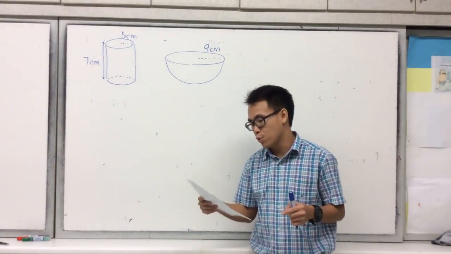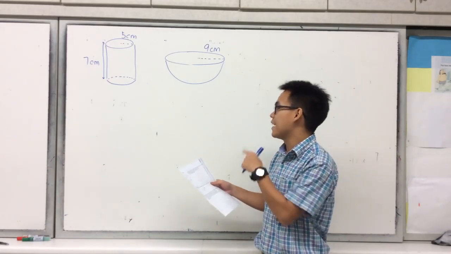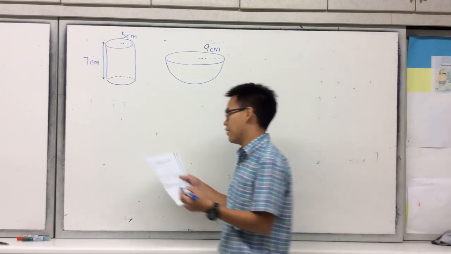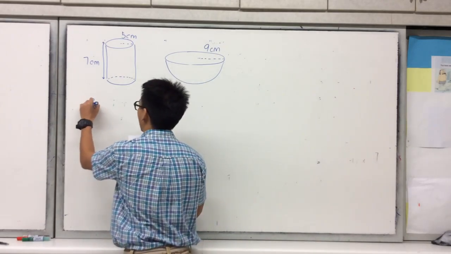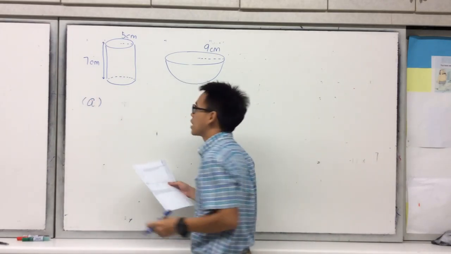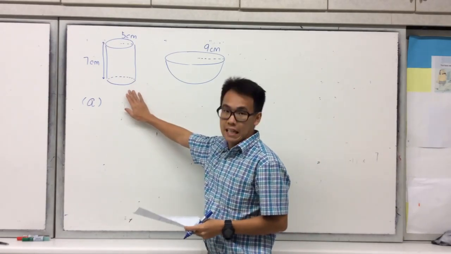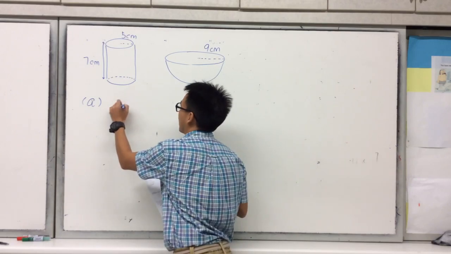Okay, in example 2, we actually have a cylinder and then a hemispherical bowl. So we draw part by part. Let's do part A first, which needs you to find the volume of the cylindrical tin. So cylinder, you want volume. Okay, write the formula.